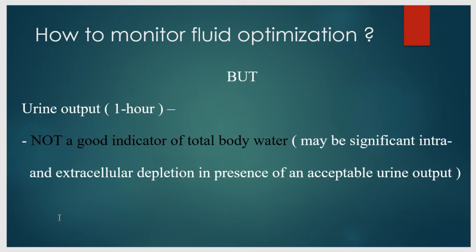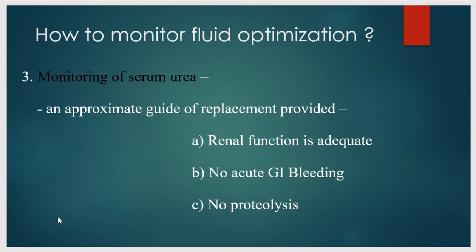But this is not a good indicator of total body water. There may be significant intra- and extracellular depletion in the presence of an acceptable urine output. It means that even if the urine output is within normal range, there may be significant ECF or ICF depletion in the patient, right? So we cannot say that 1 hour urine output is solely perfect and a good indicator.